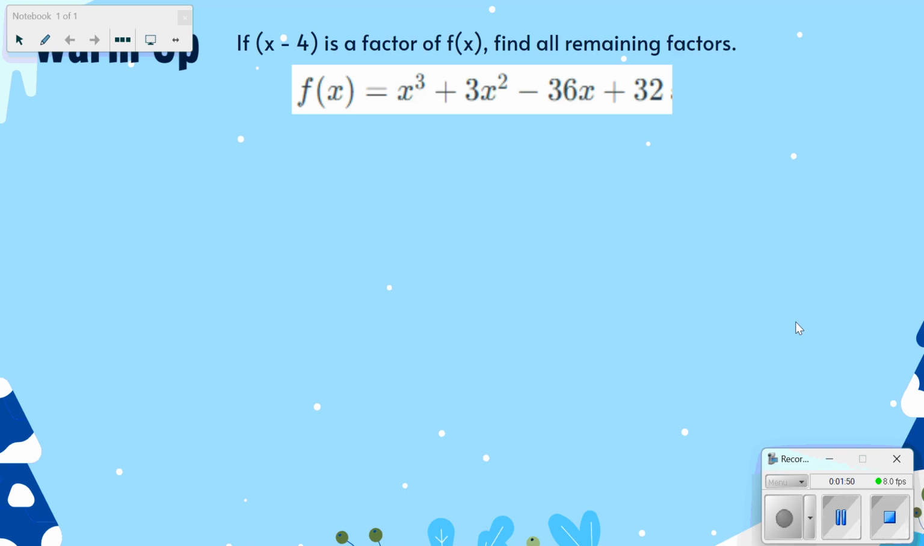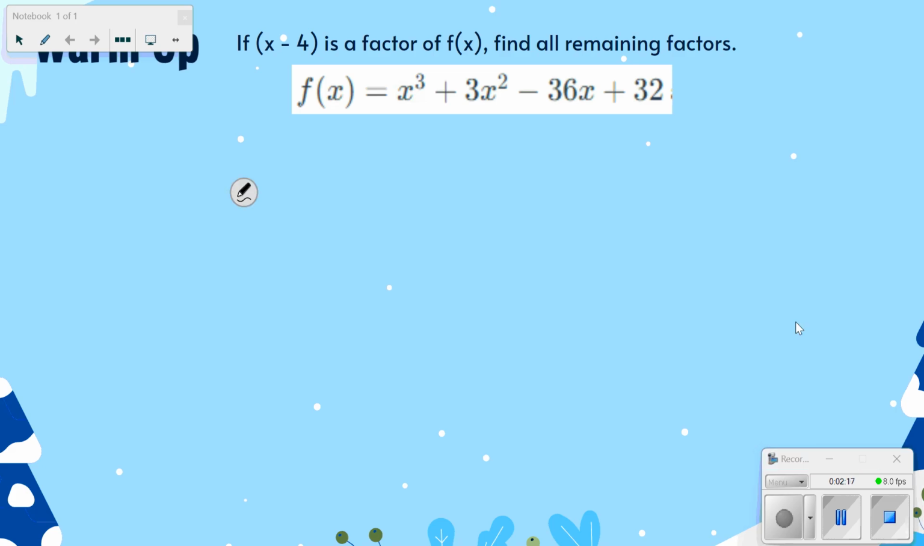All right, so we have, if x minus 4 is a factor of f of x, we want to find all the remaining factors. So I saw people do this and think about it a couple different ways, and there are some things I want to go over from your quiz with that as well. Can anybody tell us one way you could do this? I saw lots of different ways.